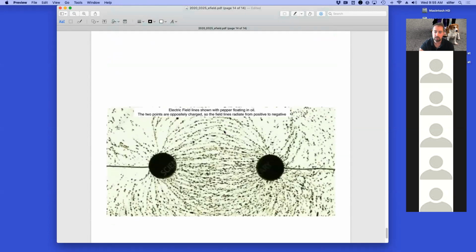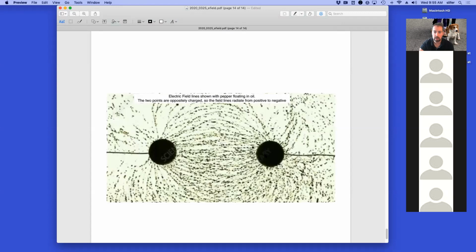The opposite of this is if I have a plus and a minus, then those electric field lines are going to come out from the plus, radiating outwards. And again, it's pepper and oil, so it's not a perfect analogy. But you can see that these lines come out from the positive, and we have lines coming into the negative. And what's interesting is you find these field lines that go from the positive to the negative.